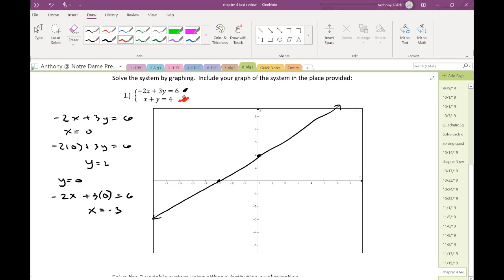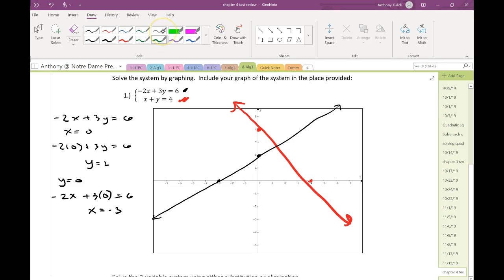I'll do the same thing for the second line. Notice here, if I pick 0 for x, what's the y got to be? 4. And if I pick 0 for y, what's the x got to be? 4. Are you okay with how we did that so fast in our head, Madison? So there's my second equation.